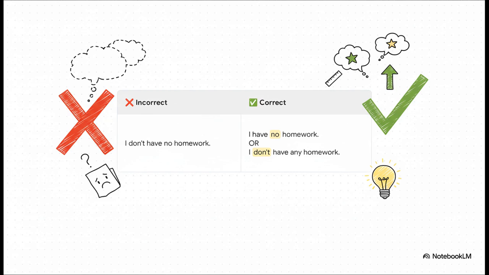To fix it, you just pick one of them. You can say, "I have no homework," using our "no" rule, or you can say, "I don't have any homework," using the "don't" rule. Both of those are perfect. Just don't use them together.